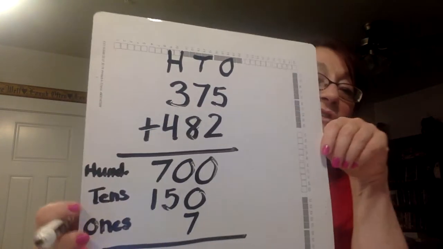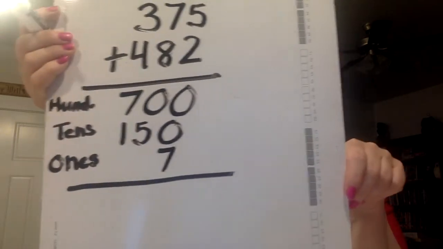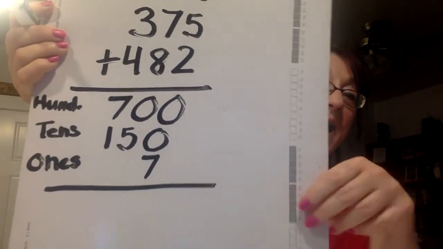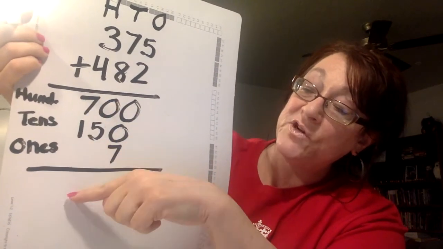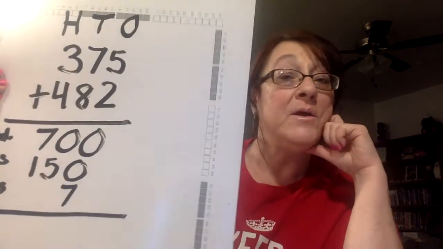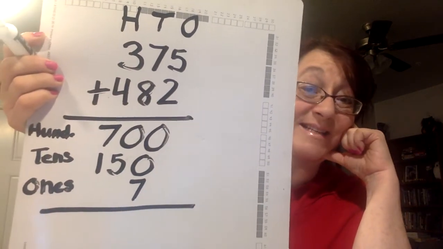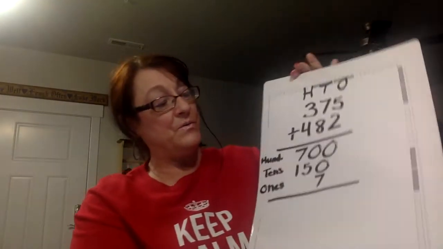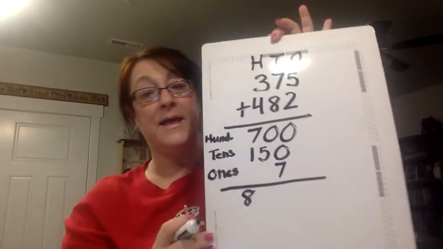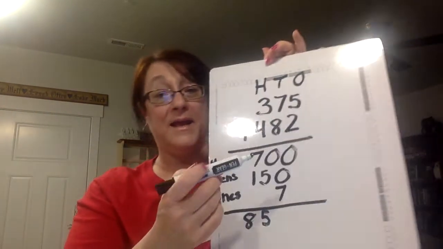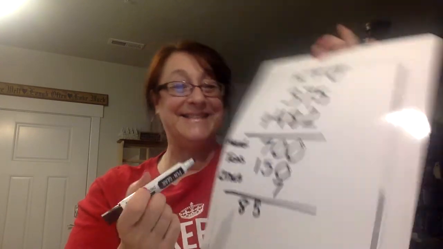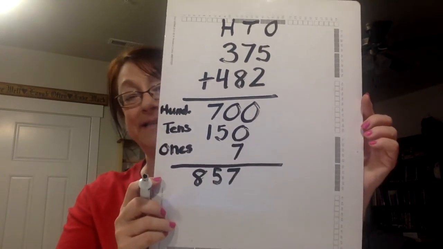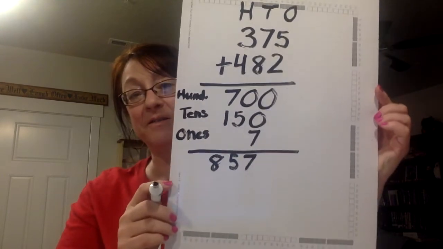Now, let me ask you this question to see if you remember. When you have a problem like this, do you start adding these first? Or do you start adding from this side? Well, when you do the show all totals method, it doesn't matter which side. So we're going to do 7 plus 1 is 8. 0 plus 5 is 5. And 0 plus 0 plus 7 is 7. So our total with this is 857. There is how you do the show all totals method.